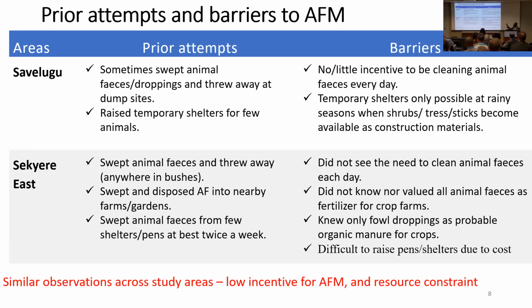But some were doing something. I mean, temporary structures, especially in the north, when it is rainy season, they can get some sticks, shrubs, break them and provide some basic shelter, which was just for a season. And most of the time they gave up. Some were just occasionally sweeping their pens or the animal shelter. And others knew that droppings from birds could be used for manure.